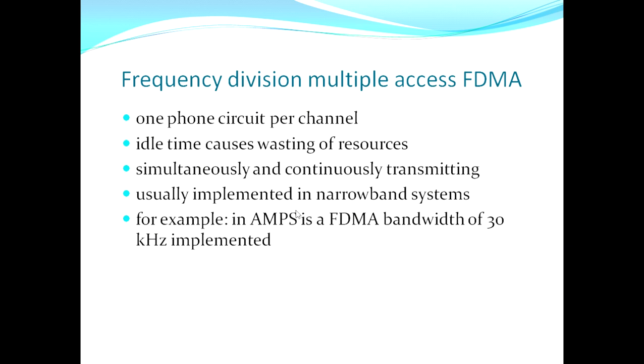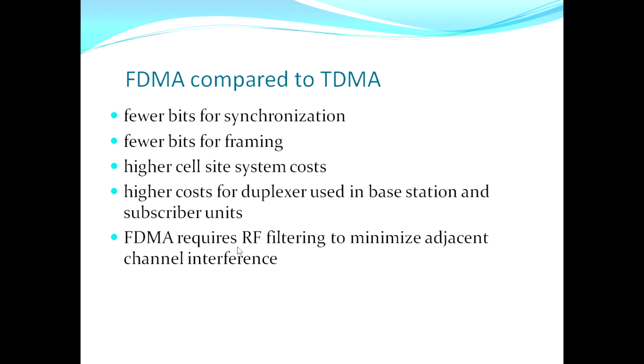The example for FDMA is the analog mobile phone system, that is AMPS, which is an FDMA with a bandwidth of 30 kHz implemented. And FDMA compared to TDMA: fewer bits are needed for synchronization, fewer bits are needed for framing, higher cell site system cost is involved, and there is a high cost of duplexers used in base stations and subscriber units. FDMA requires RF filtering to minimize adjacent channel interferences.